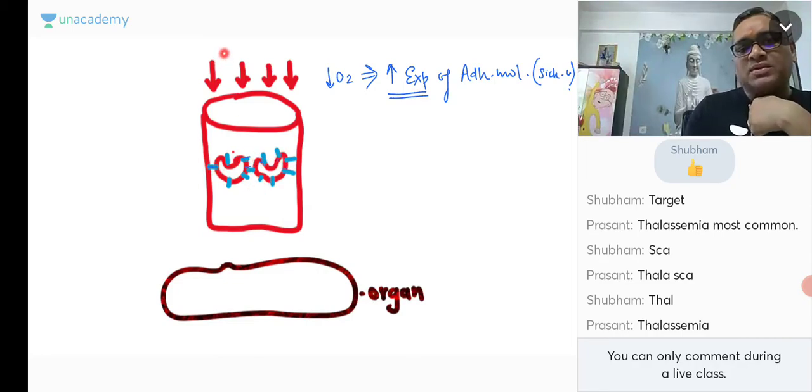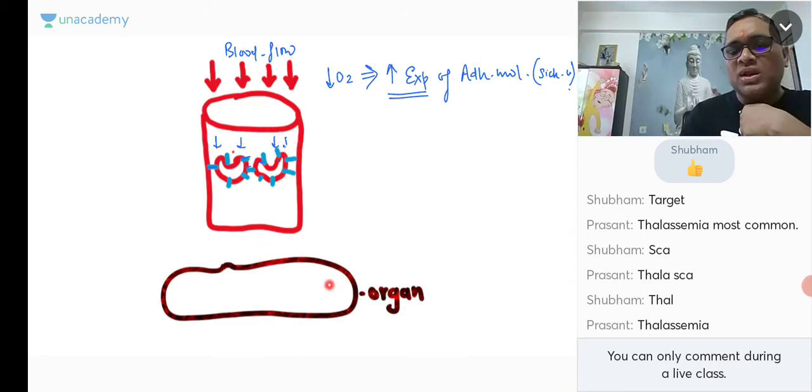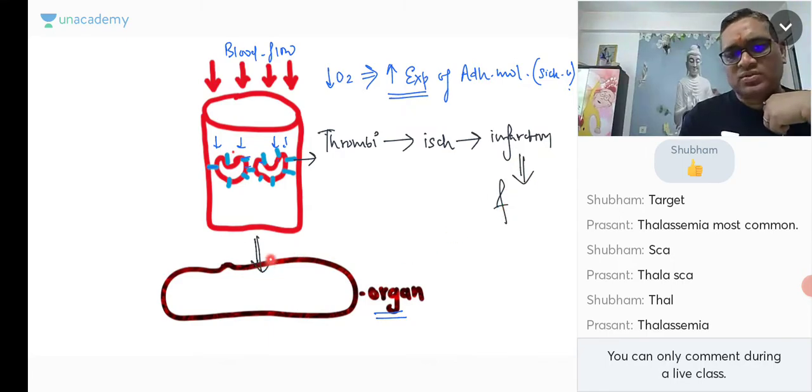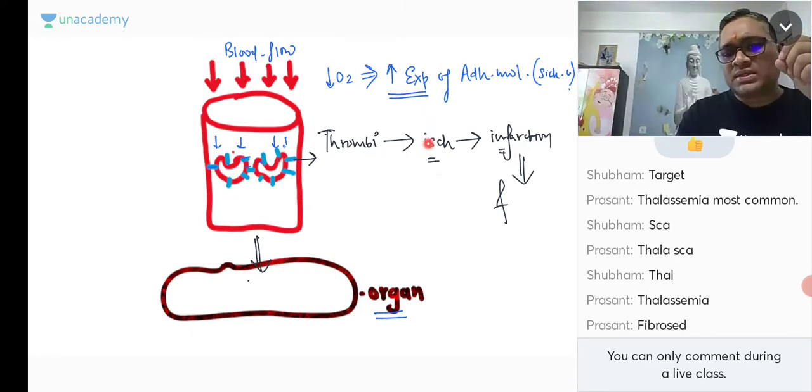Because of this attachment, can you see this is the blood flow? Now you can see the blood flow has been obstructed. So this distant organ is getting ischemia. The RBCs are sticking to each other and blocking, forming thrombi. These thrombi are causing ischemia, leading to infarction. Finally, this distant organ will be affected: ischemia, infarction, because there is no blood supply or low blood supply. This organ shows ischemia, infarction, and finally it will be converted into fibrotic changes, fibrosis.